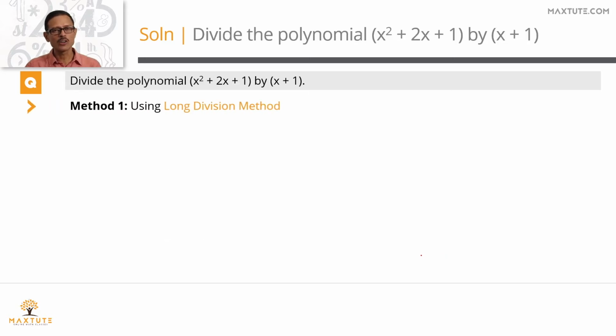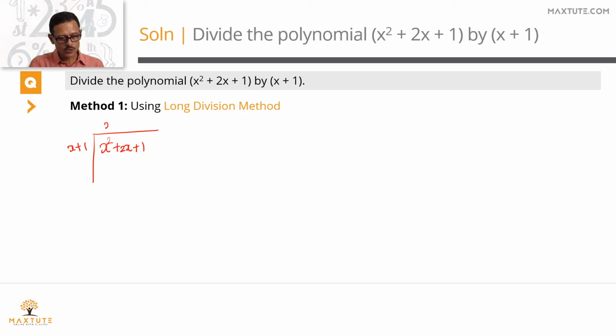We need to divide the polynomial x square plus 2x plus 1 by x plus 1. Couple of ways of going about it. The first one is a long division method. Let's finish that first. The second one is a factorization method. So first one, x square plus 2x plus 1. This is being divided by x plus 1.